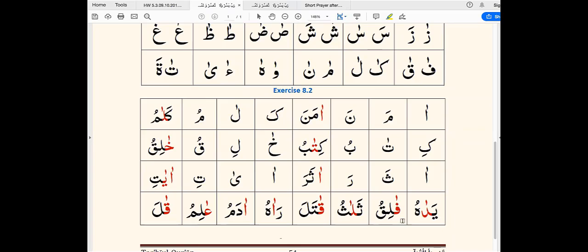Yadahu, Faliqu, Thalathu, Qatala. Very nice, well done, excellent. Can you just recite this one for me again? Faliqu. Good, well done. The first time I didn't hear the thickness in your voice with the qaf, but that time I really heard it. So that was really good. Beautiful recitation. Well done. Jazakumullah. Thank you so much. Bye. Allah Hafiz. Okay. And our next student, please.